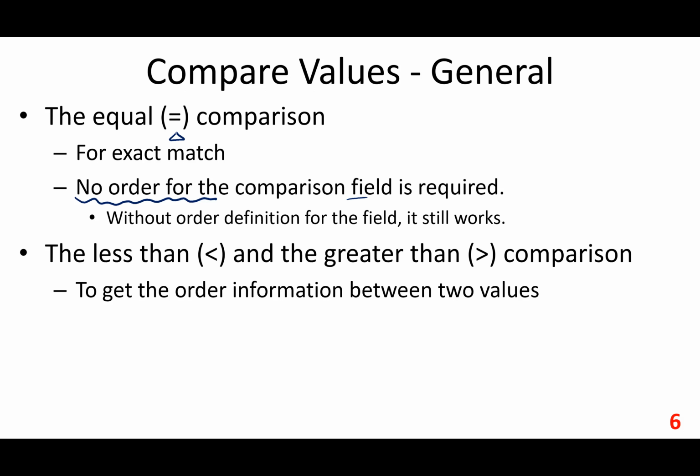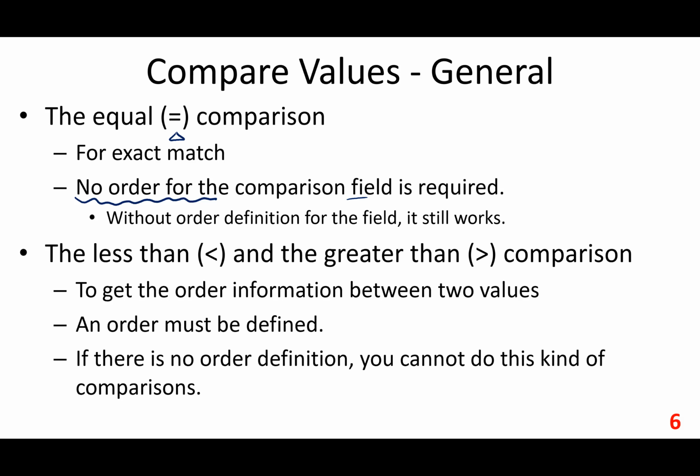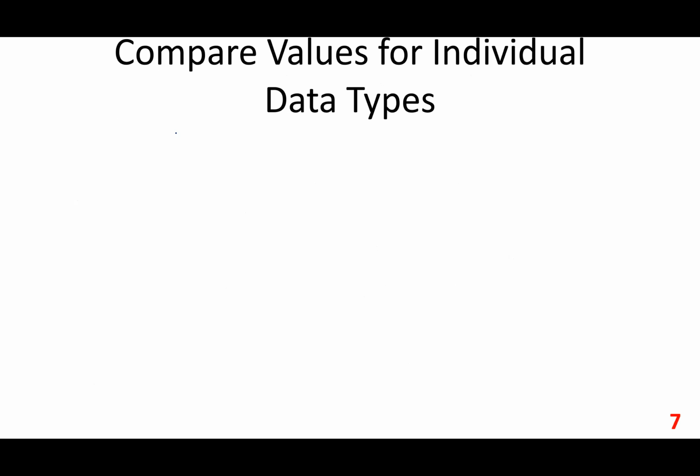To get order information between two values, order must be defined. Otherwise, you will have some problem. If there is no order definition, you cannot do this kind of comparison. But you can still do the equal sign comparison. Compare values for individual data types.